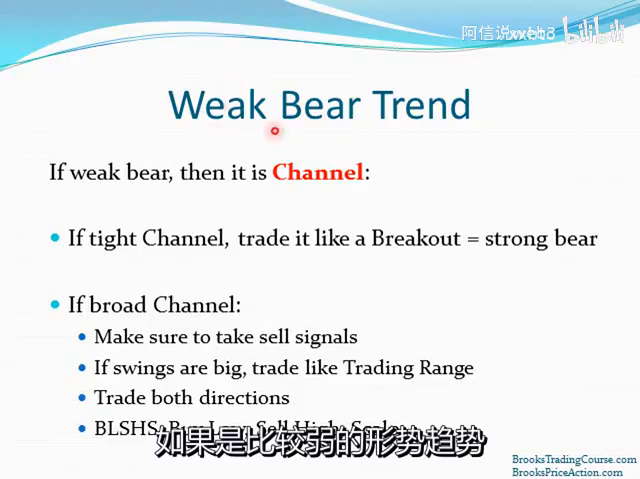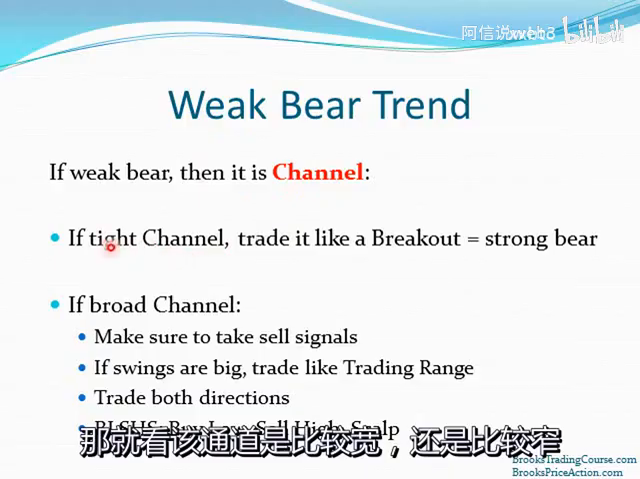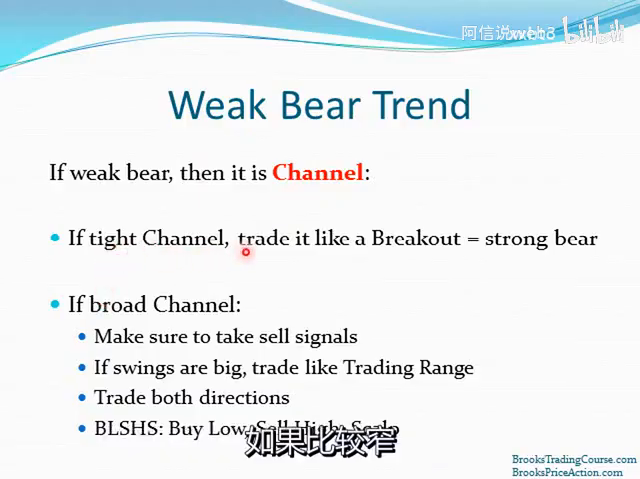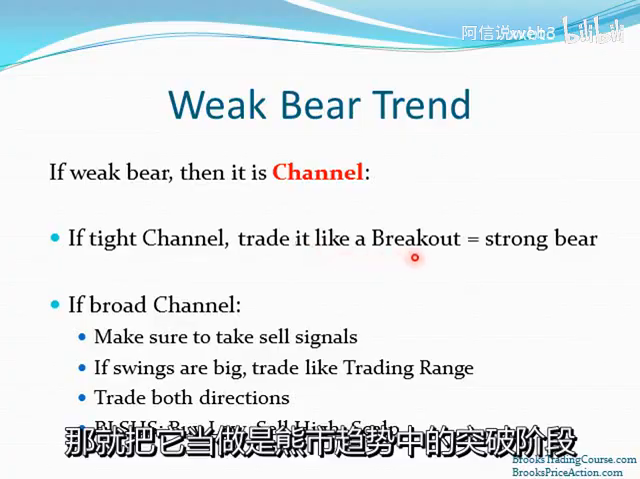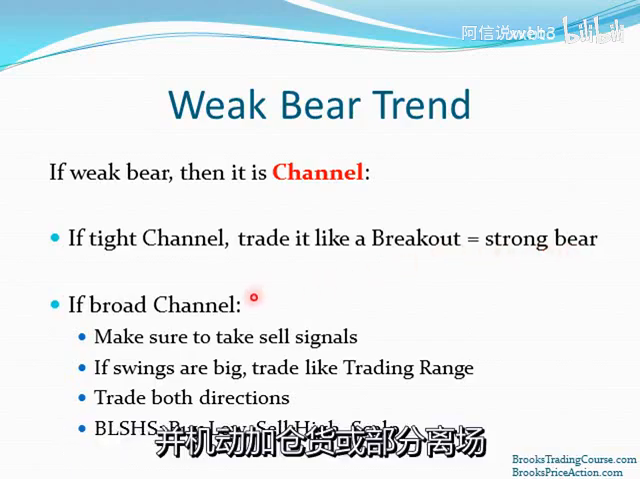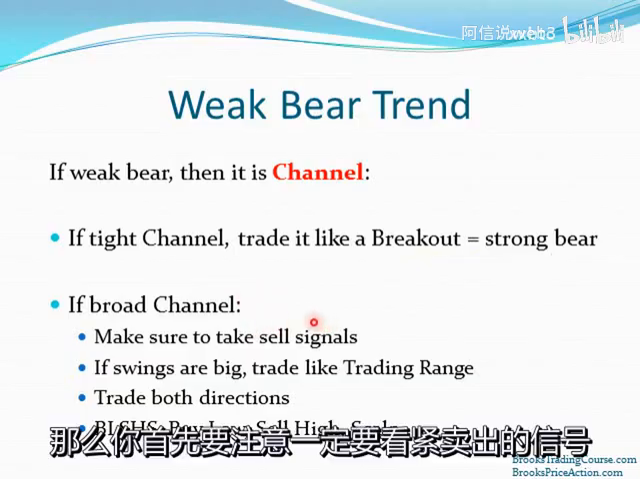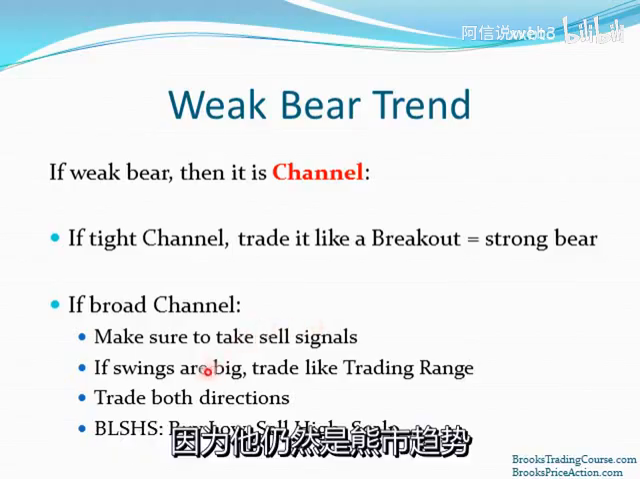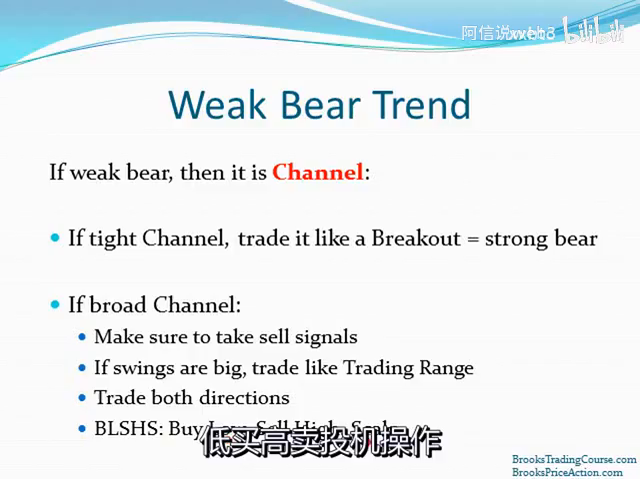If the trend is a weak bear, in other words, if it's in a channel, it depends if the channel is tight or broad. If it's very tight with very small pullbacks and is very vertical, then trade it exactly like the breakout phase, the strong bear trend, and only look to sell and try to swing. If it's a broad channel, you make sure to take the sell signals because it's still a bear trend. But if the swings are big, trade it like a trading range. Buy low, sell high, scalp, and take trades in both directions.